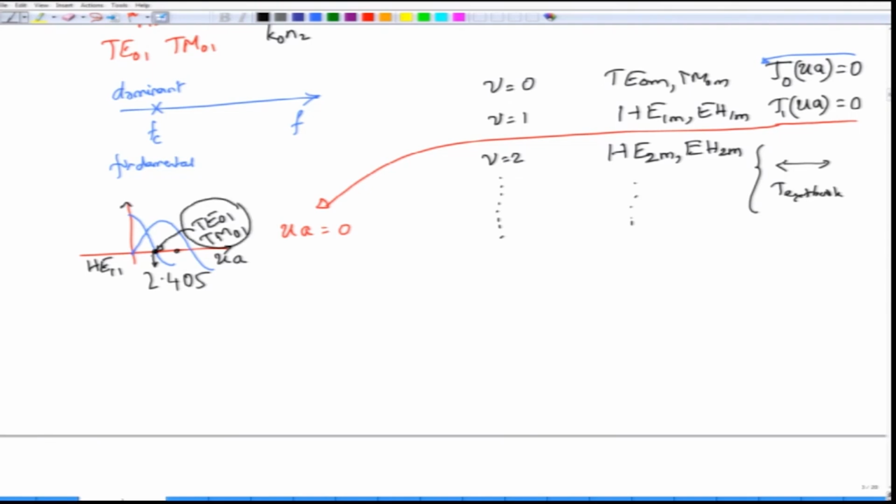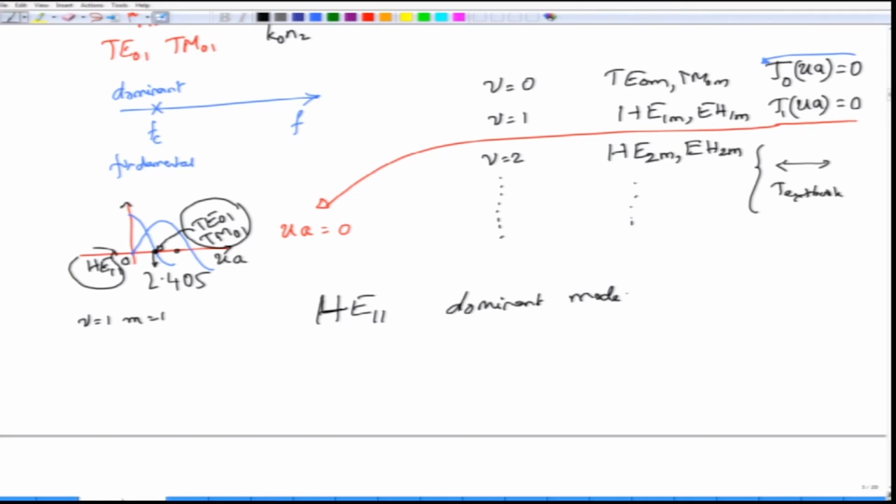Below 2.405, right, from 0 to 2.405, the equation that we have written has only one solution, which will be for nu equal to 1, m equal to 1, and the corresponding solution is the so called fundamental mode, which is HE11. So you see that this is the HE11 mode, right, which actually begins to propagate as soon as you launch some light into it. So this is the so called dominant mode.